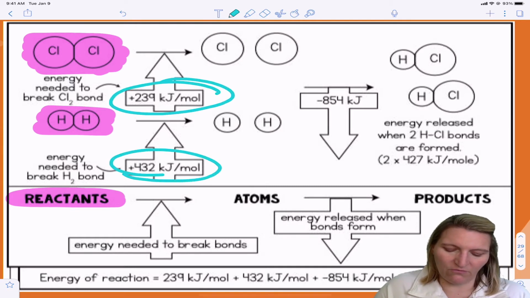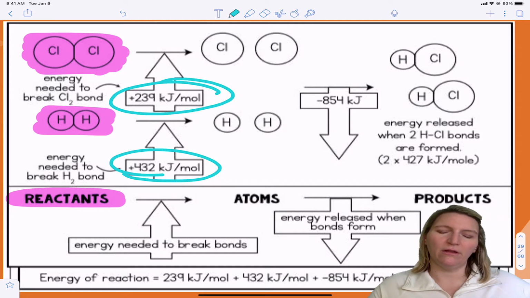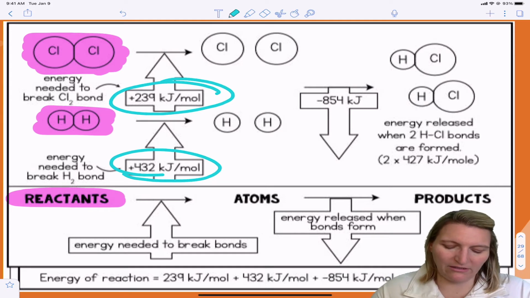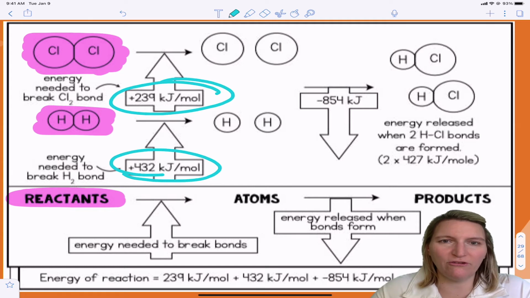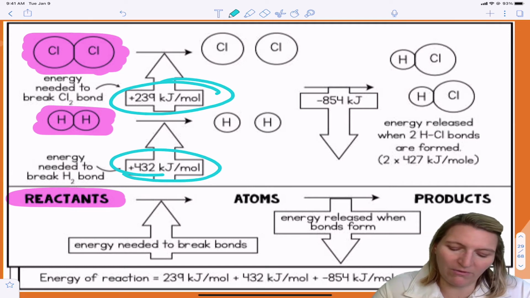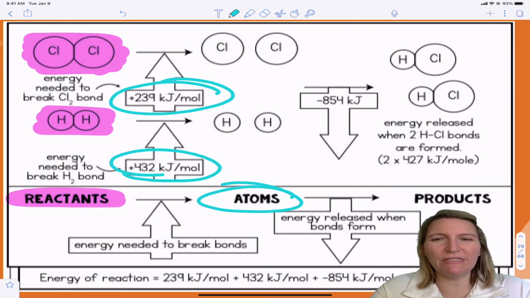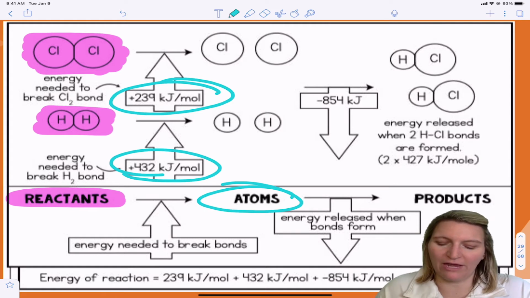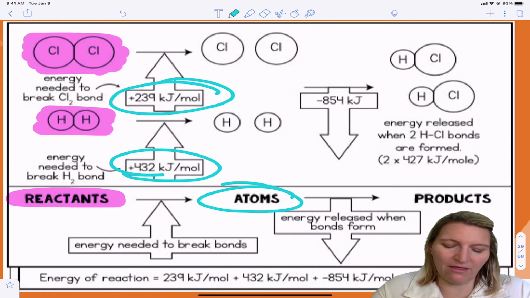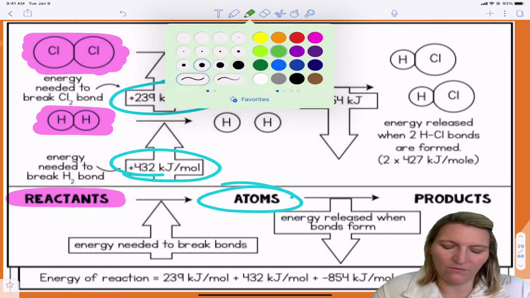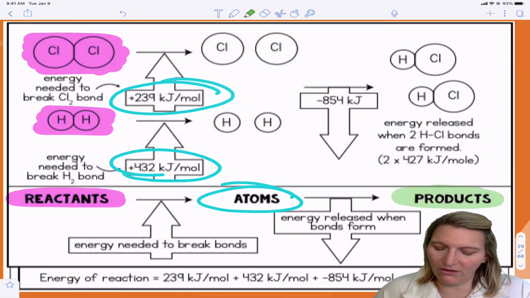And 432 kilojoules per mole is needed to break the hydrogen-hydrogen bond. So now look what we have. We have these 4 atoms, right? We've taken the molecules, we've broken apart all the bonds, and now we have the loose atoms. And we can see that they will, in fact, rearrange to make the products.